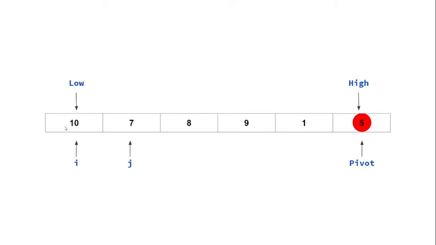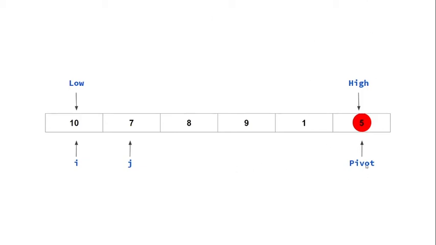In this problem, we have an unsorted array, that is 10, 7, 8, 9, 1 and 5. So as per our algorithm, we need to take lower index and higher index. The lower index is the zeroth index, the higher index is the last index. So we should take a pivot element. For this problem I take the pivot element as the last element.